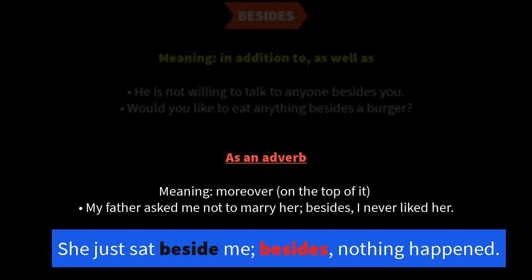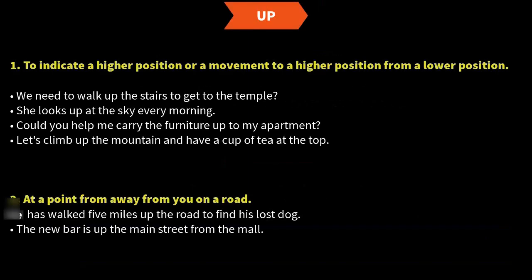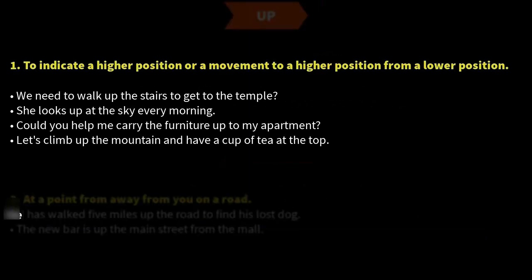Let's talk about the next preposition, up. Up is used to indicate a higher position or a higher place, right? It can simply be a position or a movement of an object from a lower to a higher place or position. We need to walk up the stairs to get to the temple. Talking about a movement from a lower place to the upper place, and we need to walk up the stairs.